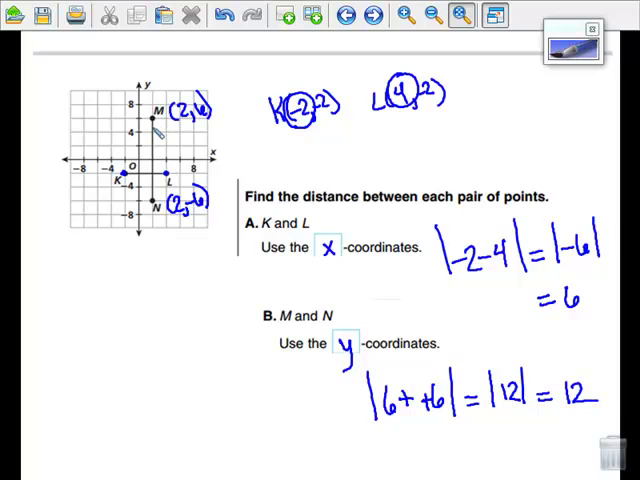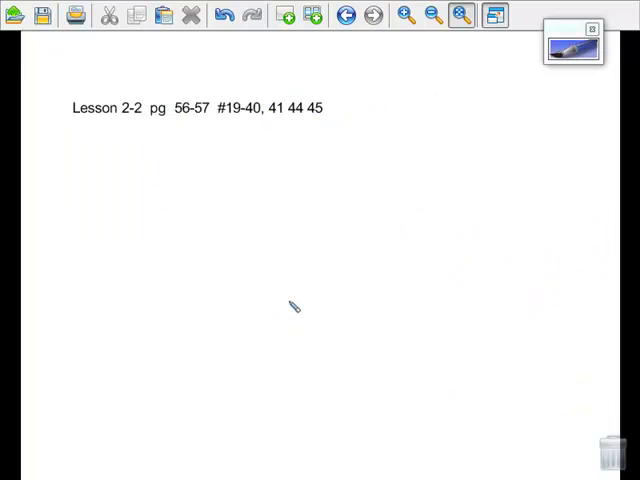And yes, again, you can check yourself by counting 2, 4, 6, 8, 10, 12, but I still expect you to show your work. If you choose to start your assignment early, here it is, Lesson 2-2. It covers pages 56 and 57, problems 19 to 40, 41, 44, and 45.